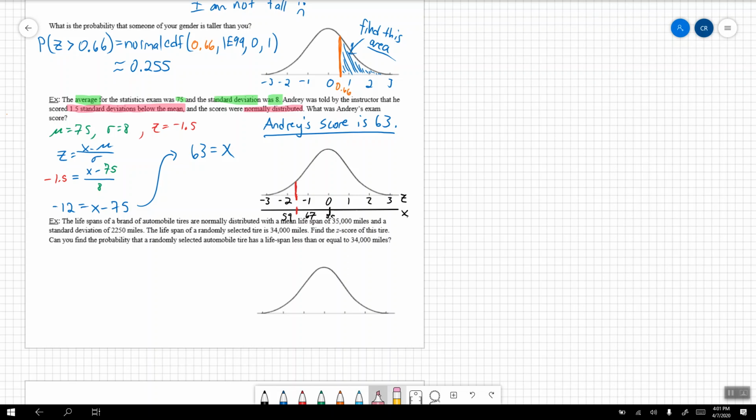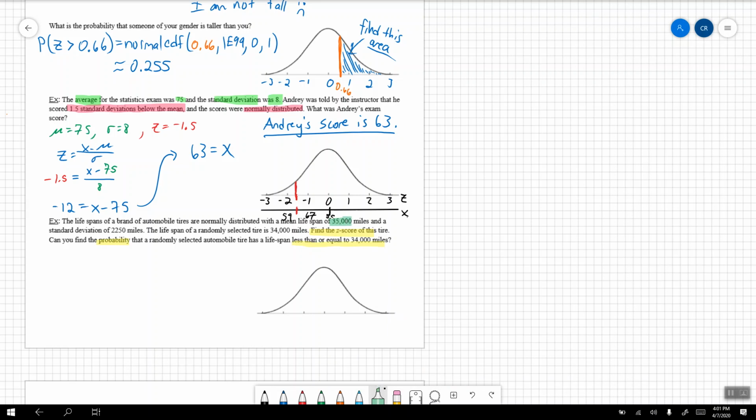All right, so there's the big question. Find the z-score of this tire. And then after that, it's going to say, can you find the probability that a randomly selected automobile tire has a lifespan less than or equal to 34,000 miles? All right, so there is what I have. Now I'm going to extract what I'm given, now that I've identified what I have.